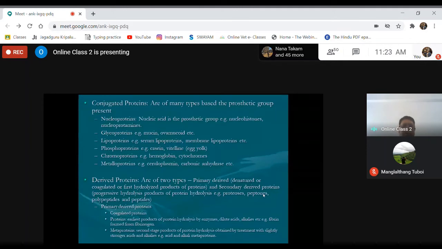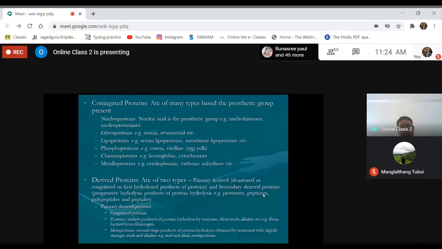That is the second group among the derived proteins, the secondary derived proteins. These are formed on the progressive hydrolysis of the protein. When the protein is hydrolyzed, the initial product formed is the primary derived. But if the protein is allowed to be degraded further, then the product formed will be the secondary derived proteins. So the products of progressive protein hydrolysis are called the proteoses, peptones, polypeptides, and the peptides.